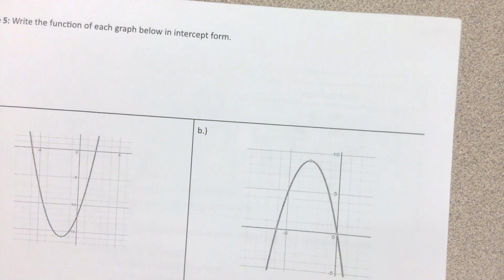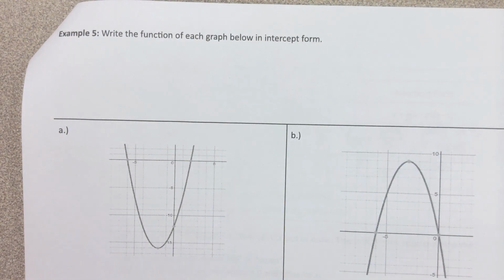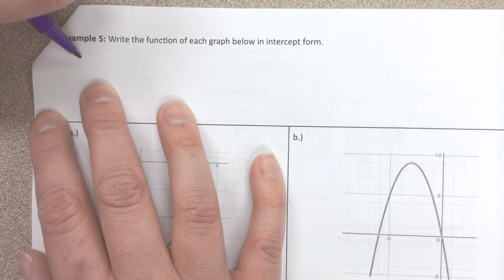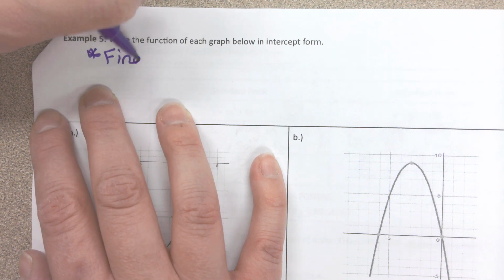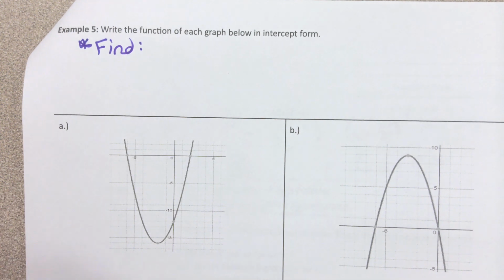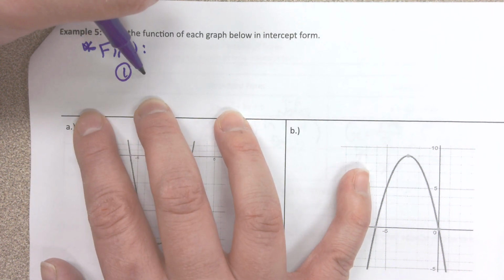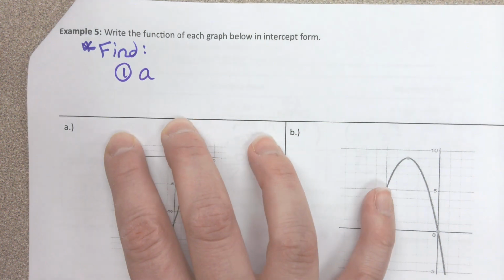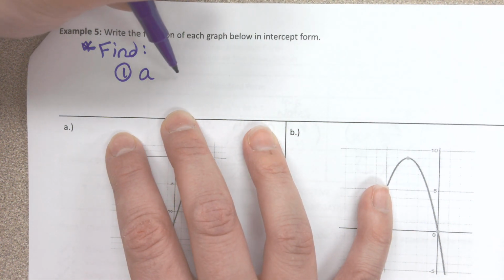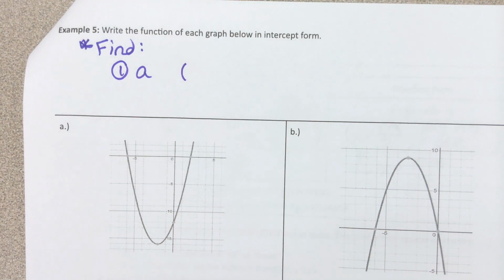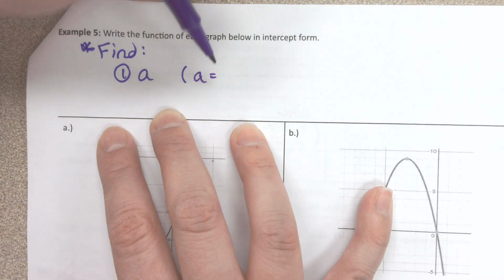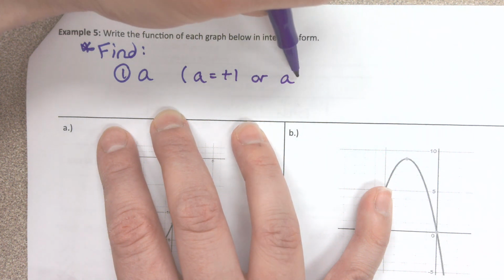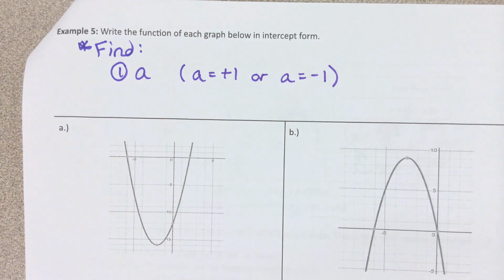We need 2 pieces of information. We must find A, and on these problems, A is going to be one of 2 numbers. A is positive 1 or A is negative 1. We're not going to do anything beyond that. So really, you just have to figure out, is A positive or negative? It's going to be positive 1 or negative 1.